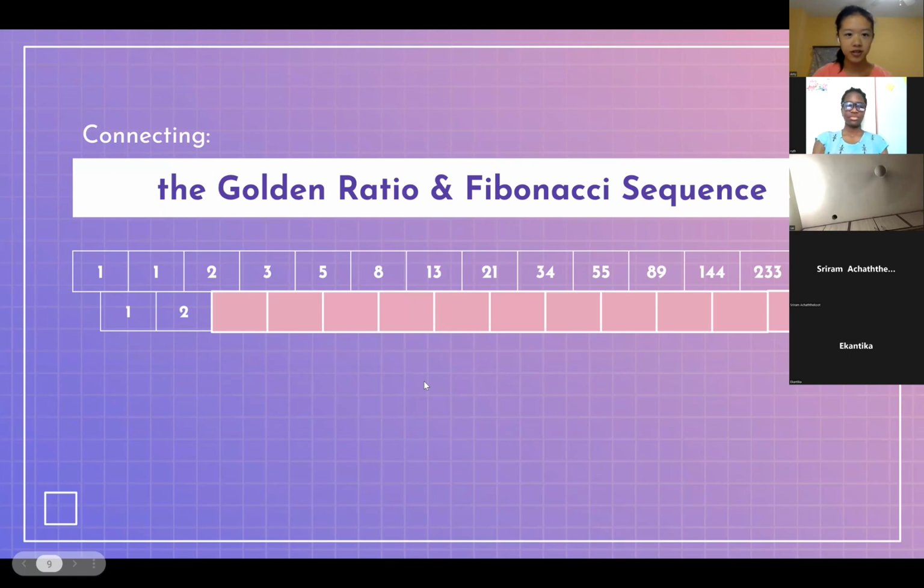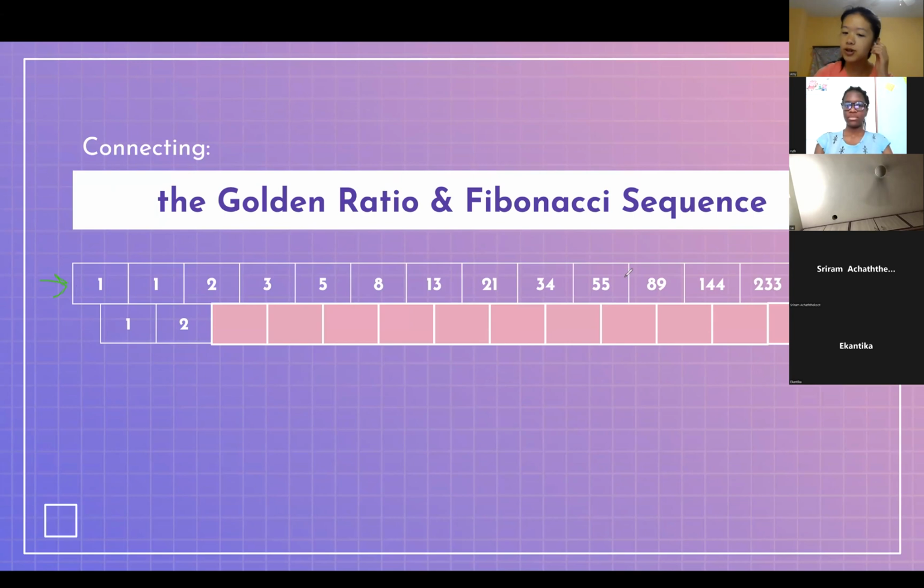So over here on the first row, we have the first few numbers in the Fibonacci sequence. On the bottom, we have them divided by each other. For the first one, you can see we've already written the first few. So 1 divided by 1 is just 1, right? That's what we've written there. And then 2 divided by 1 is just 2, which is what we've written there. So what is 3 divided by 2?